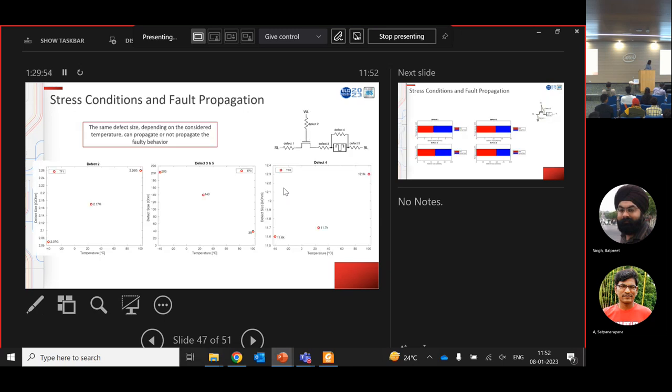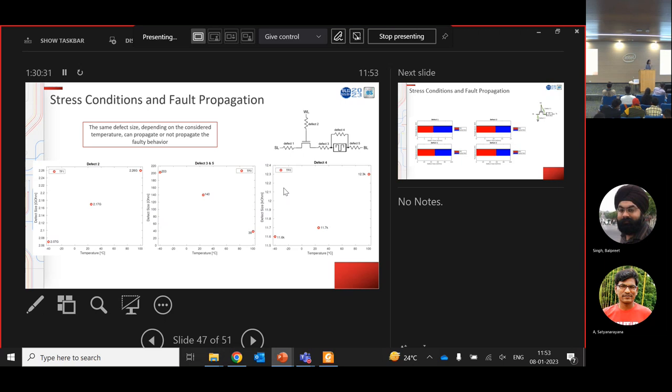propagation? Okay, so here it's possible to see that for the same size, here is the temperature, here is the defect size, okay? So depending on the temperature that I have, for example, if I think about nominal temperature here, if I have a defect of this size, I cannot see any fault behavior here. And here, when I reach, for example, a defect size of this at room temperature, I can see it. But here I have a really small defect that if I apply the test at minus 40, I'm going to be able to see that I have a fault, that I have a defect.